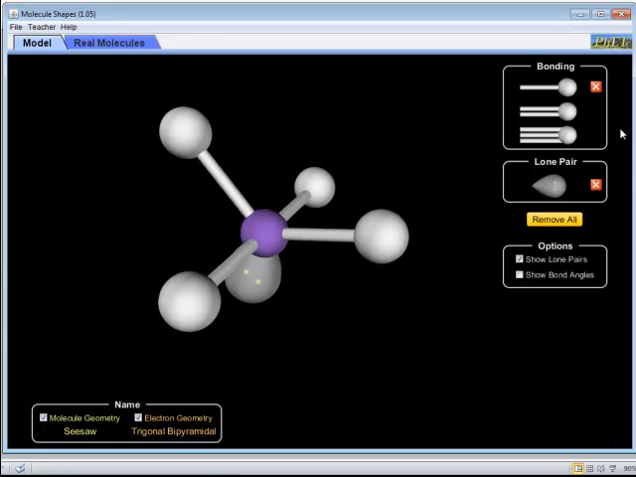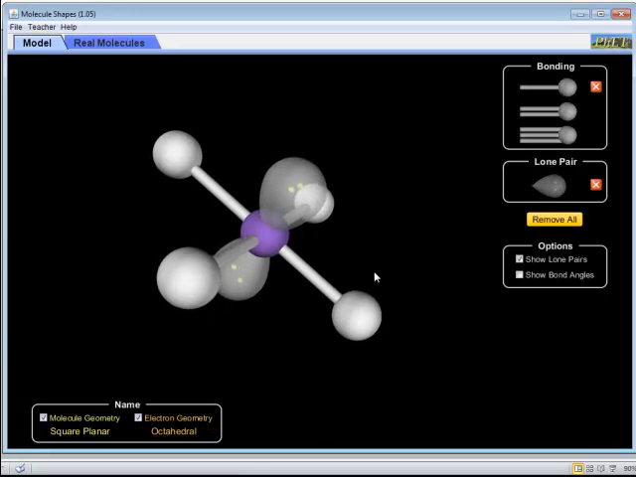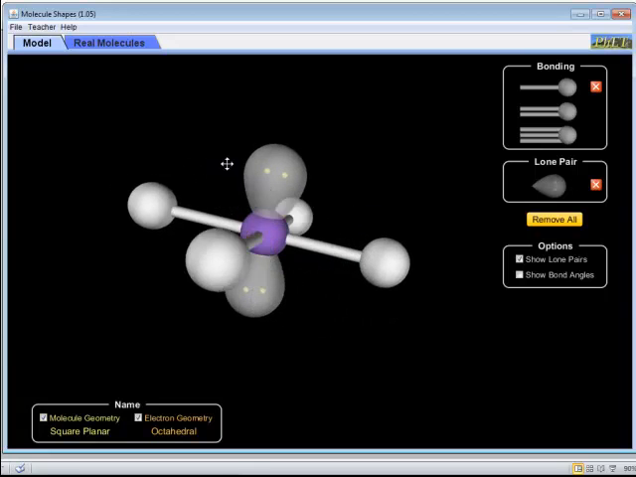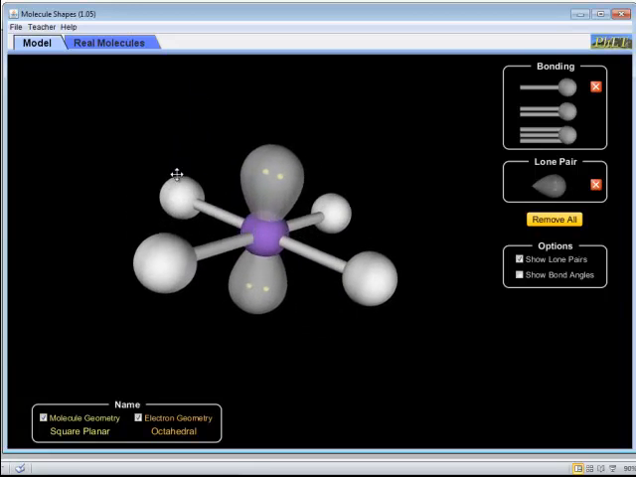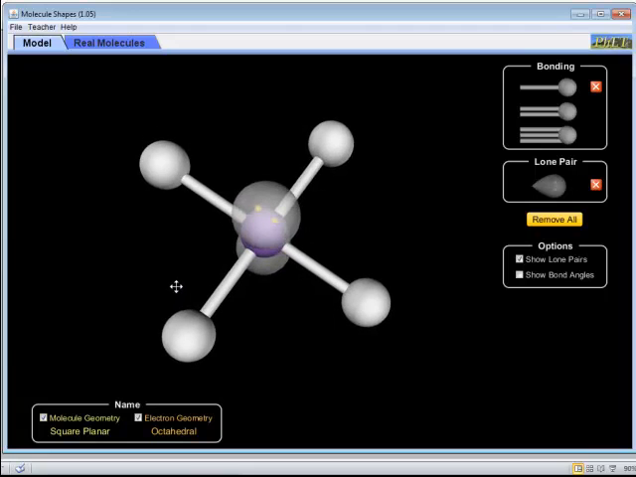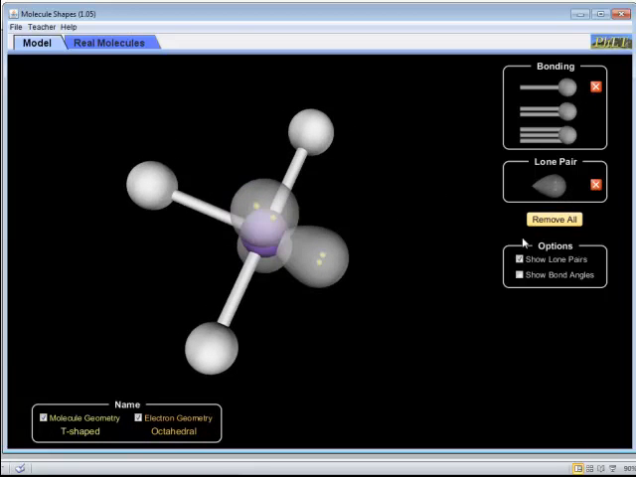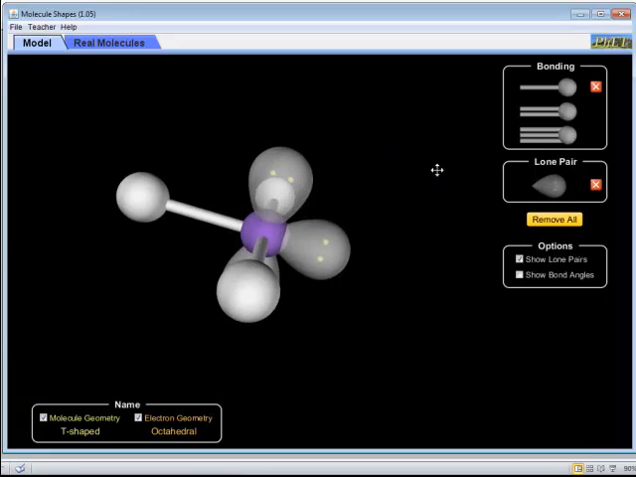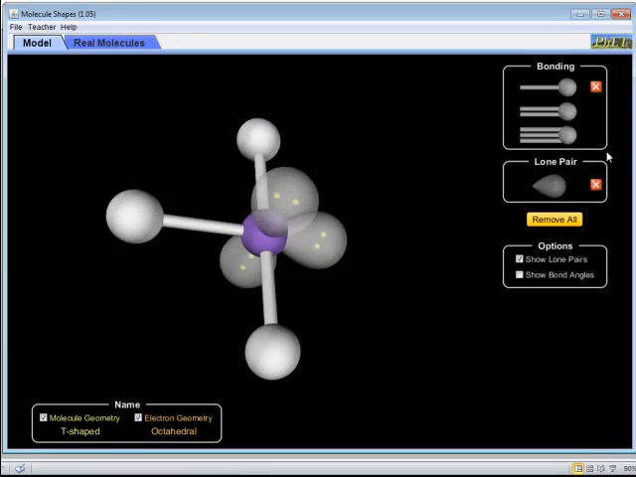So sometimes some textbooks ignore it and call it a 90 degree bond angle. How about taking away another one and adding another lone pair? Now if I rotate the molecule around, you can see the 4 surrounding atoms are situated on a square, so it's called square planar for the molecular geometry. The electron geometry is still octahedral. How about keep taking one away and adding another? Now you can have a T-shaped molecule, but those are rare.